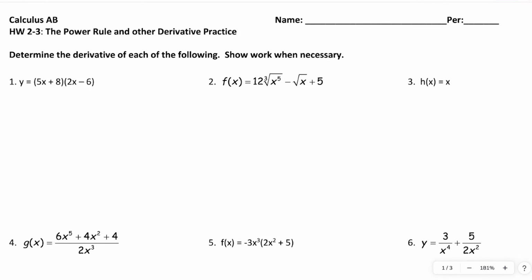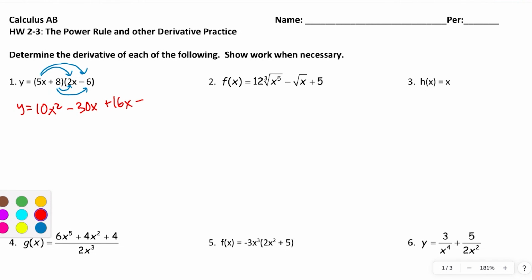Number one, we've got 5x plus 8 times 2x minus 6. We're going to multiply both of these binomials together using the distributive property on each term in the first binomial. So y is going to equal 10x squared minus 30x plus 16x minus 48. Combining those like terms is going to simplify this linear term right here. What would that be? Negative 14x.